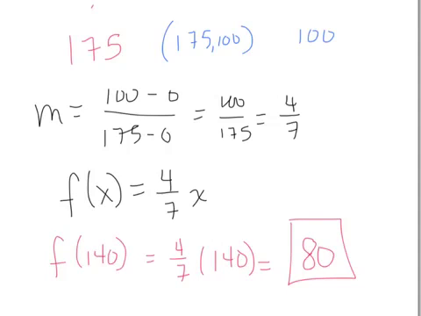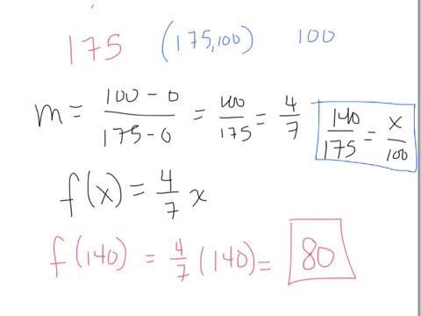Now let's make one last note. A lot of you might say, oh, well, if it's 140 out of 175, we could simply use a proportion and do the following. We could say that 140 out of 175 is equivalent to what number out of 100? And you would end up just getting 80 for x there. So in the end, it would be the same answer, but without a linear function approach.